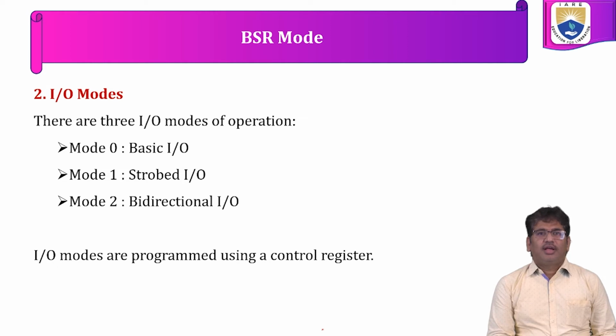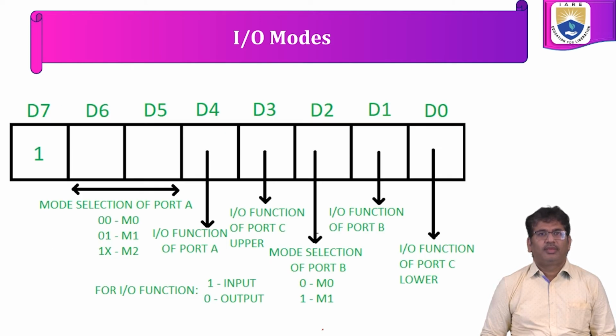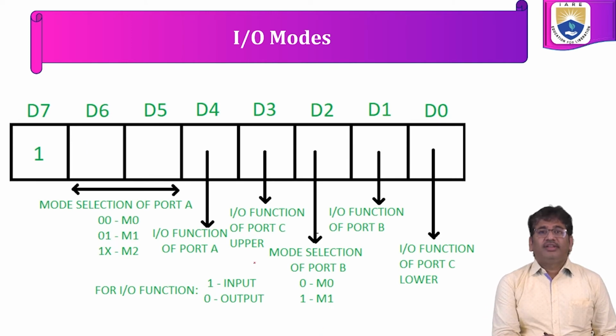Next, the 8255 can be used in IO mode. There are three IO modes of operation: Mode 0, which is basic IO mode; Mode 1, strobed IO mode; and Mode 2, bidirectional IO. IO modes are programmed using a control word register. For configuring 8255 in IO mode, we have to write the MSB bit, that is D7, as 1. The control word register for IO mode operation is shown in the figure.